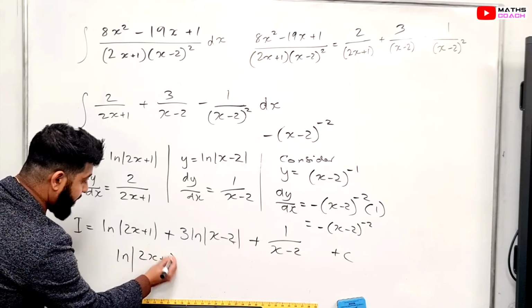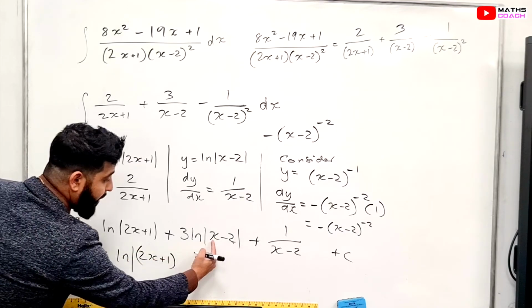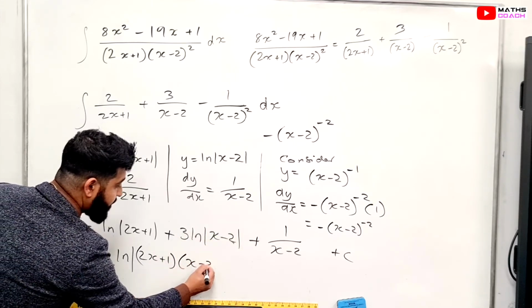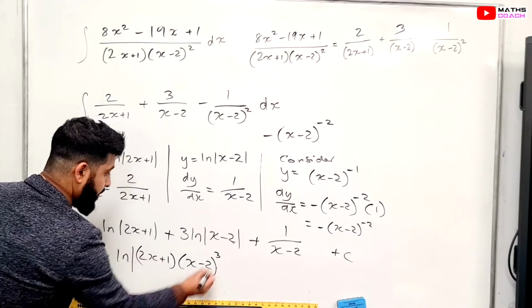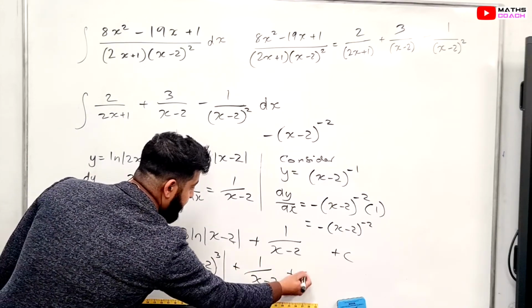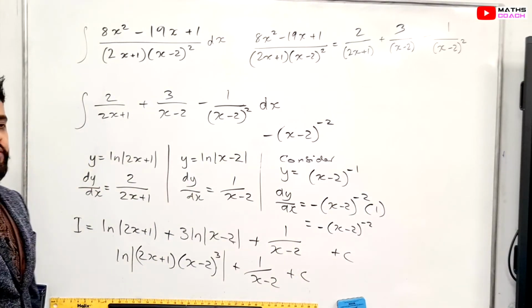So you get 2x plus 1 in one bracket times by, now here, this 3 is going to go up here too. So you're going to have x minus 2 cubed. Close that, plus 1 over x minus 2 plus c. And that is the full simplification of that.